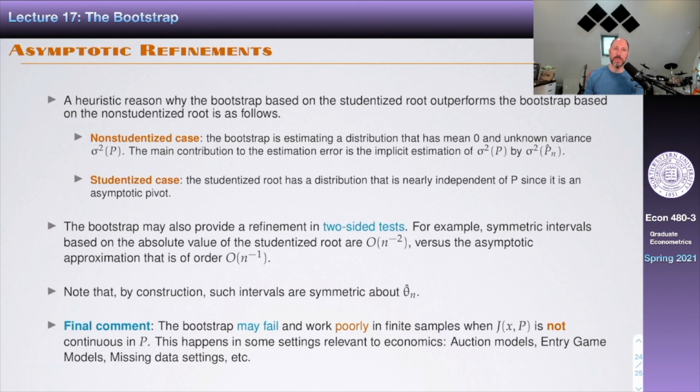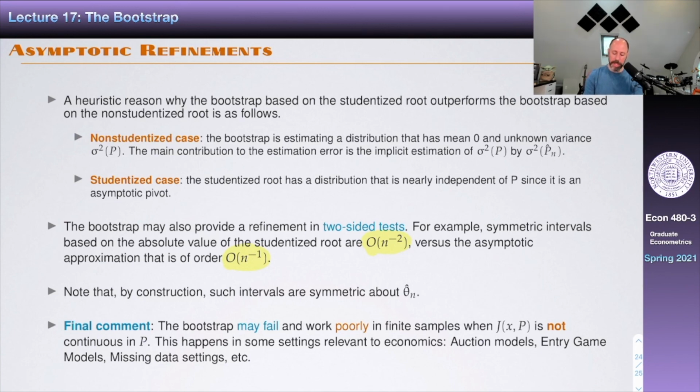You see that doing two-sided tests has a smaller error than doing one-sided. And so I know that by construction, such intervals are symmetric about the theta hat. And so this is what we tend to do because we use the absolute values of t-like statistics. So in this case, again, if we're using the right test statistic and we're in a situation where those technical conditions apply, then there's hope for the Bootstrap to work better.